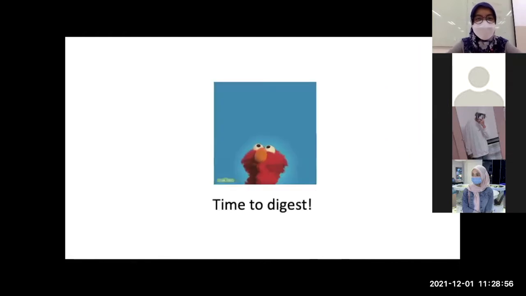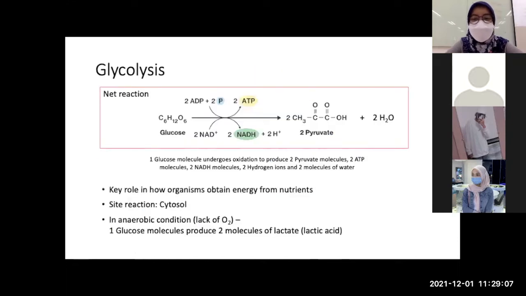Okay, so I will give you some time to digest. Two minutes to digest. So you can look back at this pathway and try to digest in two minutes.